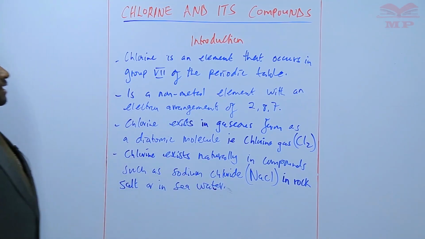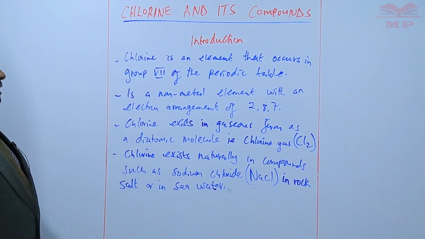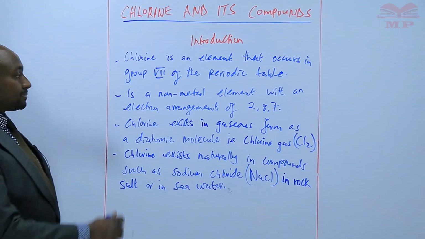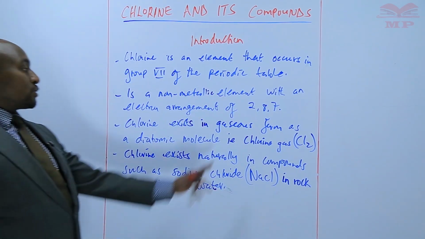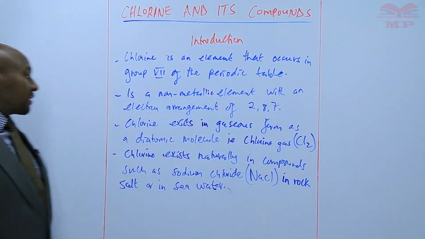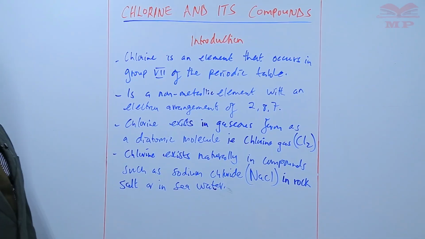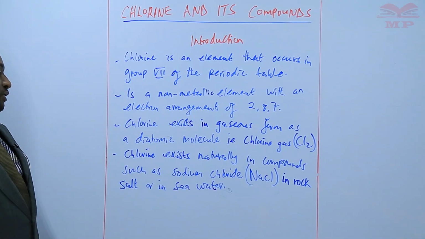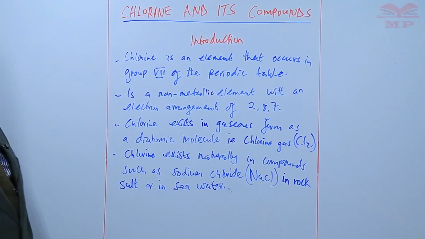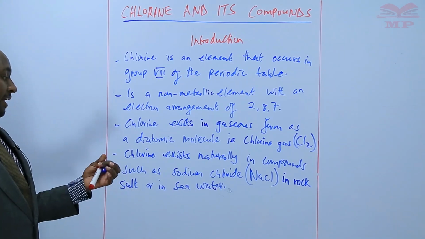So basically, that's an introduction about chlorine. It's an element that occurs in group 7 of the periodic table. It's a nonmetallic element with an electron arrangement of 2, 8, 7, hence group 7. It exists in gaseous form as a diatomic molecule, which is chlorine gas, Cl2. And then naturally, it occurs in compounds such as sodium chloride. And sodium chloride is mainly in rock salt and sea water.